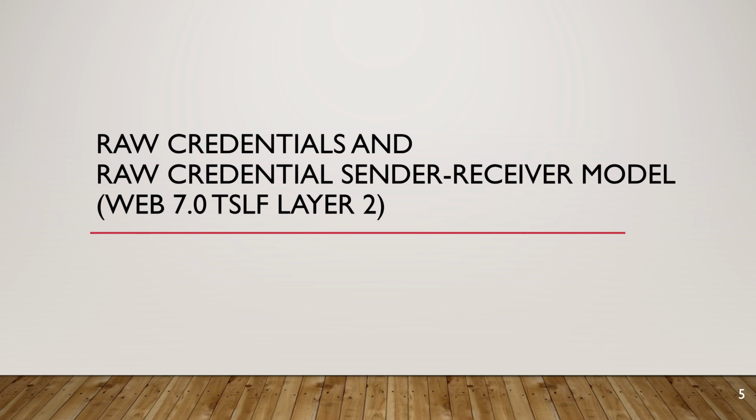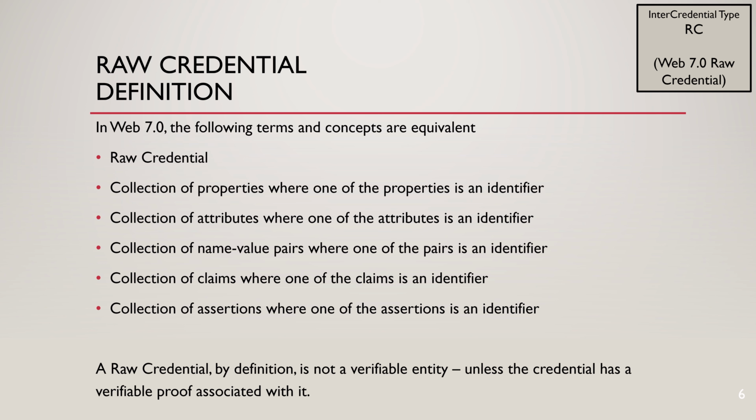So let's talk about raw materials and the raw credential receiver. So raw credentials in Web 7.0, the following terms are equivalent: a raw credential, a collection of properties where one of the properties is an identifier, a collection of attributes where one of the attributes is an identifier, a collection of named value pairs where one of the pairs is an identifier, a collection of claims where one of the claims is an identifier, or a collection of assertions where one of the assertions is an identifier. So you get the pattern here.